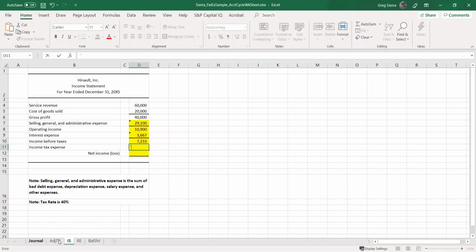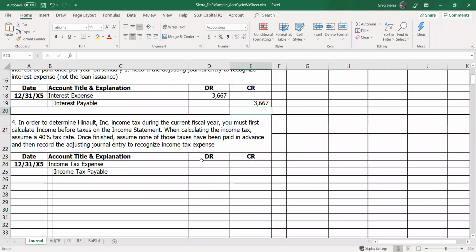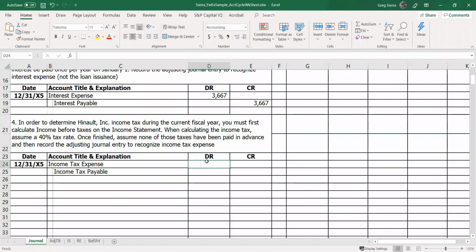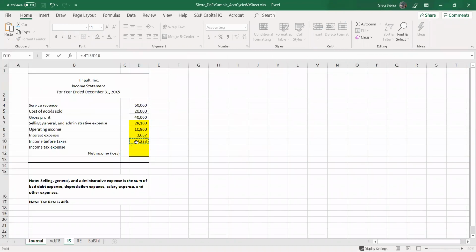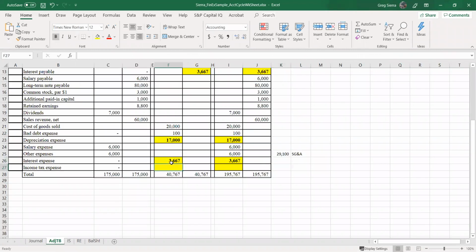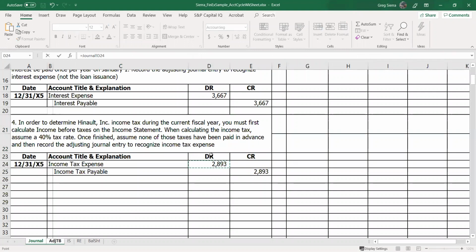Referring back to this journal entry for income taxes, it says it's a 40% tax rate and none of the taxes were paid in advance, meaning we still have to accrue the full amount. So 0.4 for the tax rate, and we go back to the income statement, click on income before taxes, and it's 2893. Back to our adjusted trial balance, we want to finish that off. 2893.